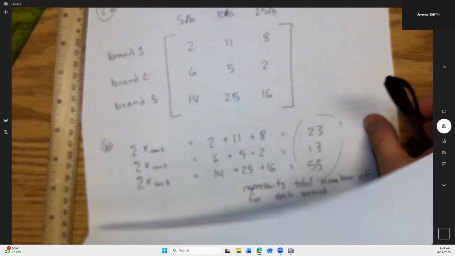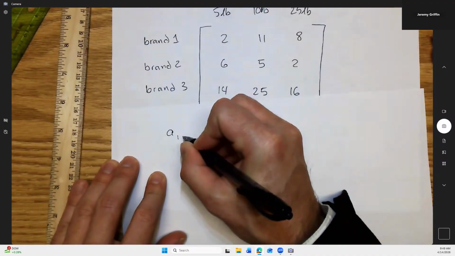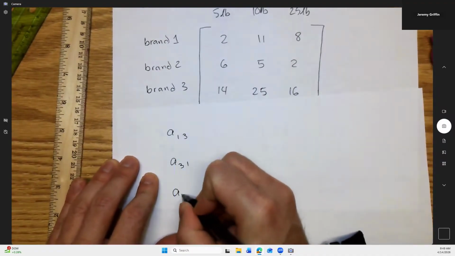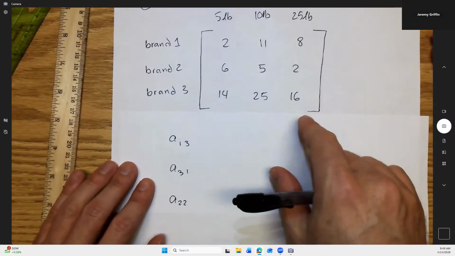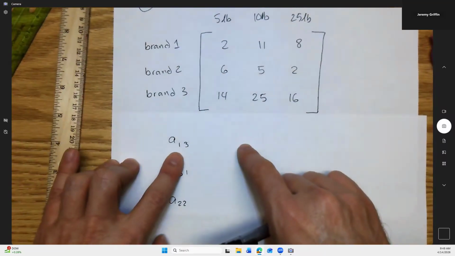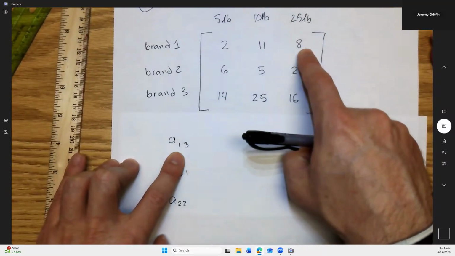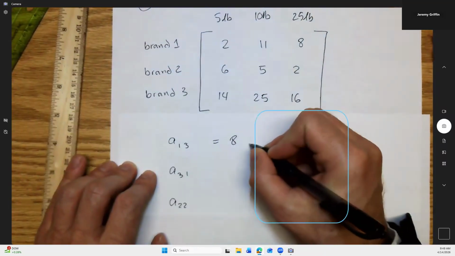Okay, let me give you guys a few of those, because if you see A13 or A31, that's different from each other. And then A22 is what they asked for. Okay. So guys, 1-3 refers to first row, third column. Right, so you go first row and then third column. That'd be 8. Okay, that'd be 8 bags.